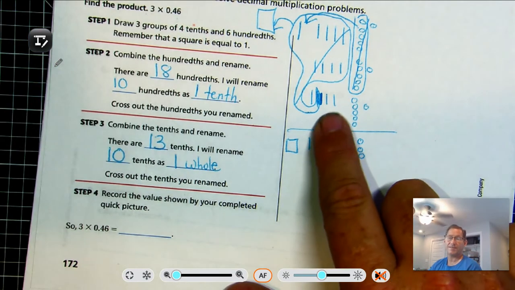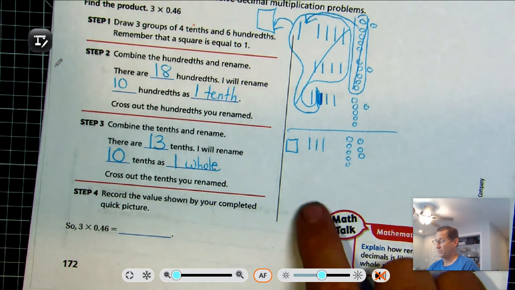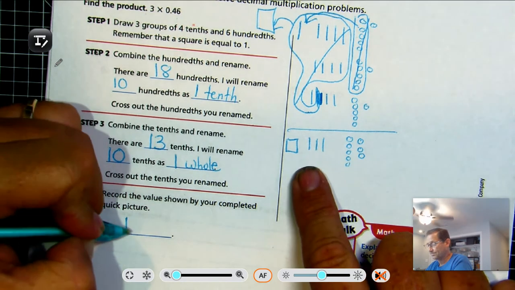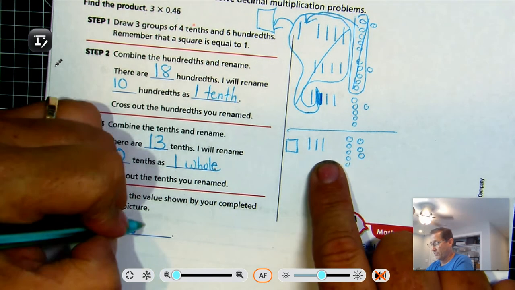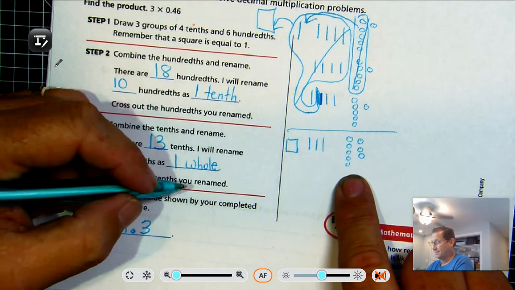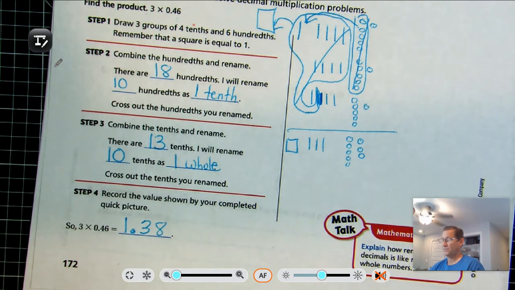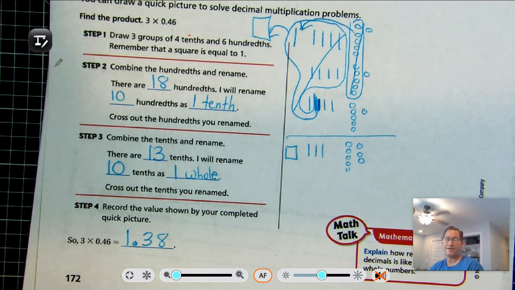Okay, we have just these 3 tenths on the outside here. So we have 1, 3 tenths, and 8 hundredths. So 3 times 46 hundredths is 1 and 38 hundredths.